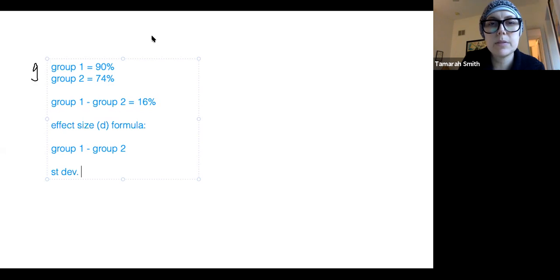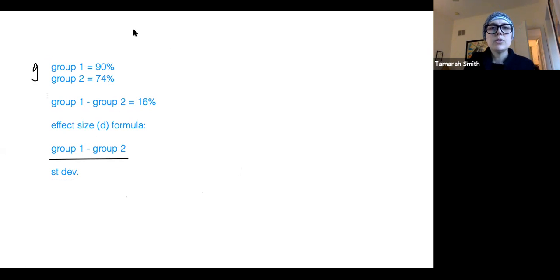All right, so now I need to get my little drawing line. We're going to divide those things by the standard deviation. So let's take a look at what that would look like. We would have 90% minus 74%, and we know that is going to give us a 16 percentage difference. And then the standard deviation, let's pretend that's 20%. I'll put them all in percentages. So then we would be taking the 16% and dividing it by 20%.